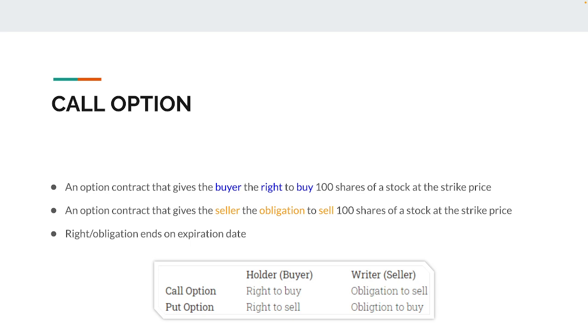Please understand this chart down here. Pause if you need to. For a call option, the buyer or holder of the call option has the right to buy, while the seller or writer of the call option has the obligation to sell. And this relationship is flipped for puts, which we will go over next.